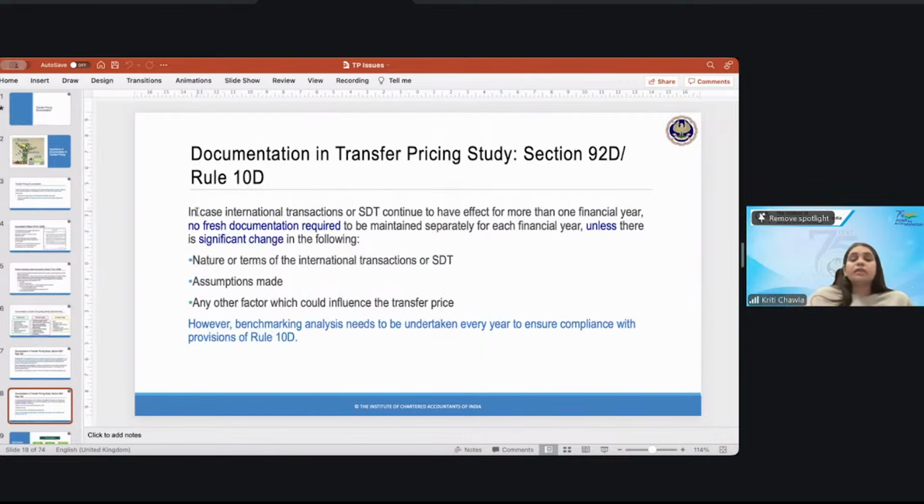This is a slide which basically says that in case today you have maintained a TP study, what happens the next year? Well, next year, they say that you don't have to really, no fresh documentation is required. But if there is a change in international transaction, if there is a change in assumption, or if there is any change in the factor which can influence the transfer price, well, then you will have to undertake a fresh documentation under TP study.